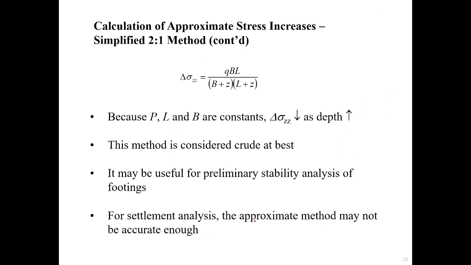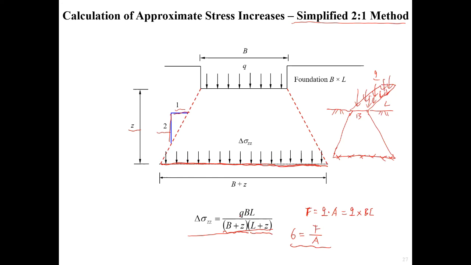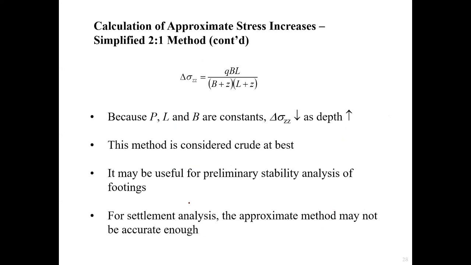So some points we need to consider for this simplified 2-to-1 method. Because Q, L, and B are constant, with the increase of the depth Z, the more you increase Z, which means the deeper the point is, the smaller the stress increase. So that's what it means.